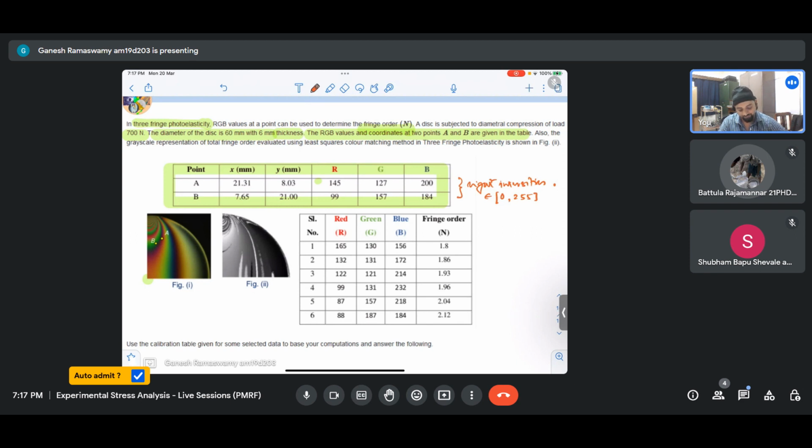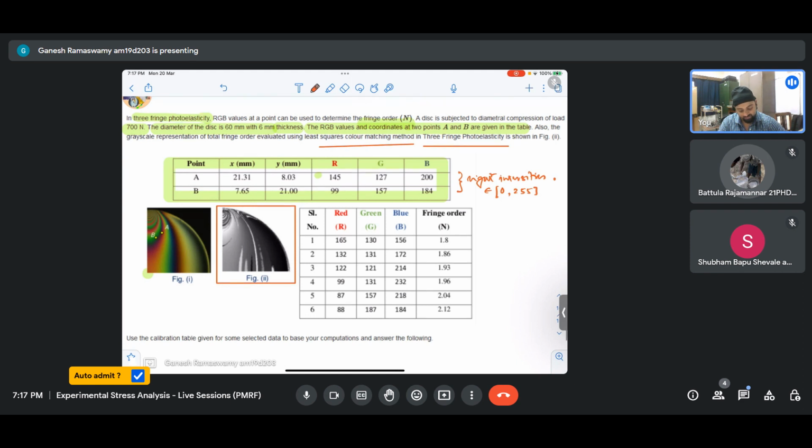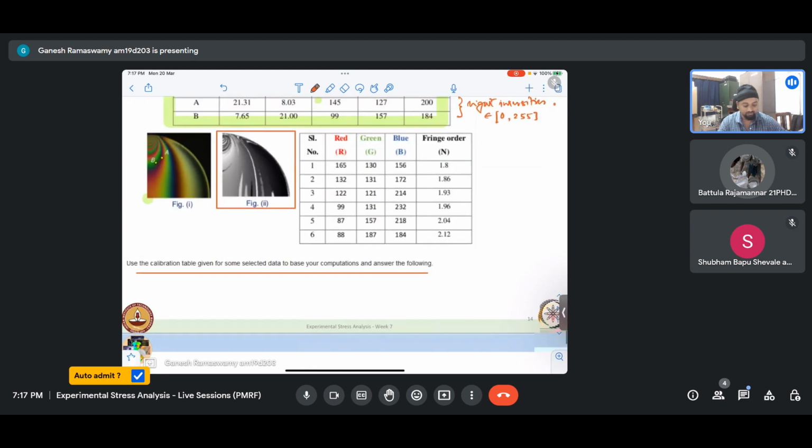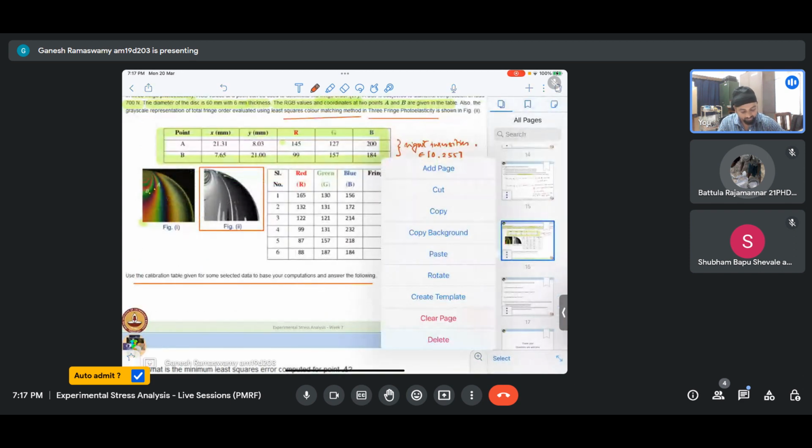Also, the grayscale representation of the total fringe order evaluated using least squares color matching method in 3 fringe photoelasticity is shown. So this is shown. I'll explain what this is in much more detail. We have also been given a color calibration table. Use the color calibration table for some selected data to base your computations on and answer the following questions. So there are some questions. We look at the questions, but first let me explain what we are trying to do.